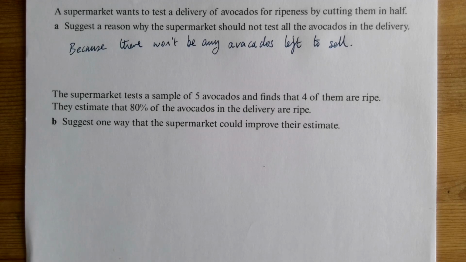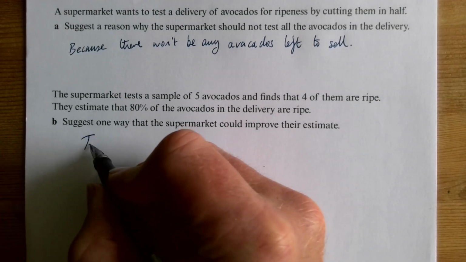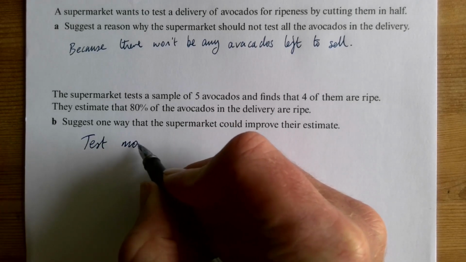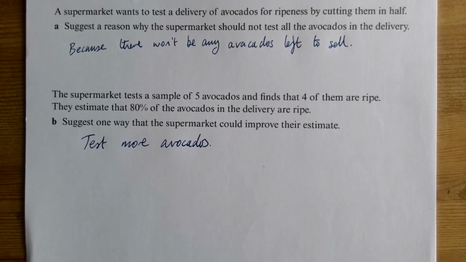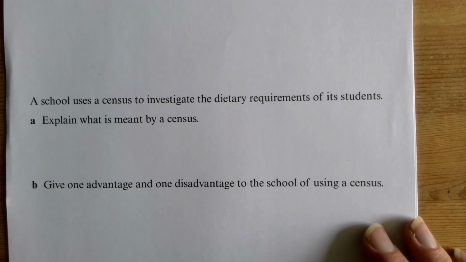Okay, now the next one's quite simple too. The supermarket tests a sample of 5 avocados and finds 4 of them are ripe. They estimate that 80% of the avocados in the delivery are ripe. Why? Because 4 out of 5 is 80%, isn't it? Suggest one way the supermarket could improve their estimate. There's only one answer to this. Test more avocados. The bigger your sample size, the more accurate your extrapolations will be. That's simple. Okay, moving on to our next example.